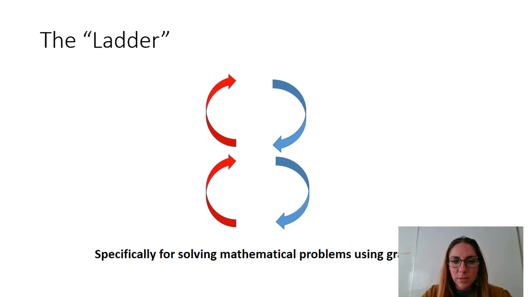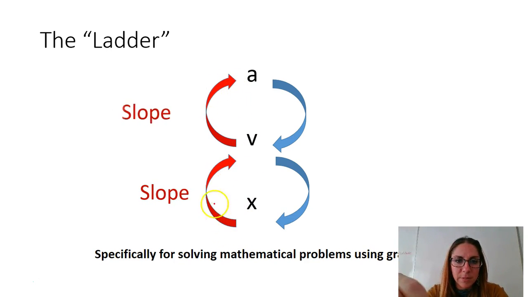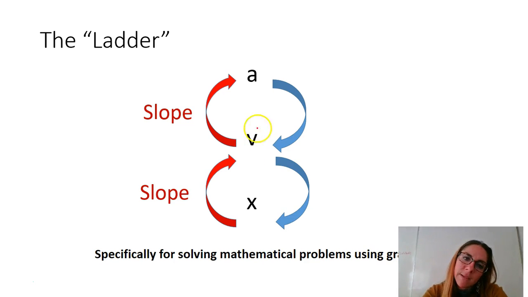So this is called the ladder. It's a learning technique you can use. It's alphabetical, so it starts with A, V, and X. When you go up the ladder, you take the slope. So if you go from X to V, you have to take a slope. So if you have a distance versus time graph, taking the slope gives you velocity. And if you start on a velocity graph, that's going to give you an acceleration if you take the slope.